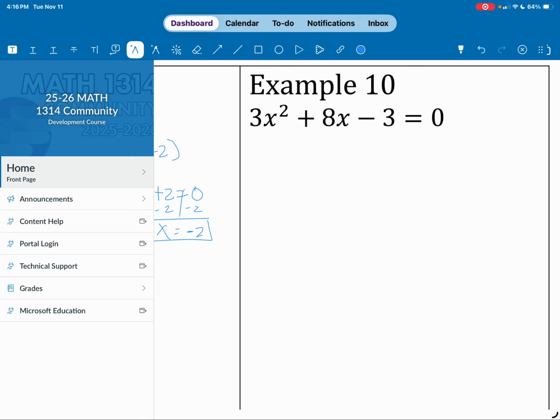All right, so on this one, we do have a leading coefficient of something that's not a 1, so we have to do slip and slide. So 3 times negative 3 gives me negative 9. Okay, and we need to add to get positive 8. So I'm going to do 9 times negative 1. So I do have to do the box method on this one or factor by grouping, whichever way you prefer.